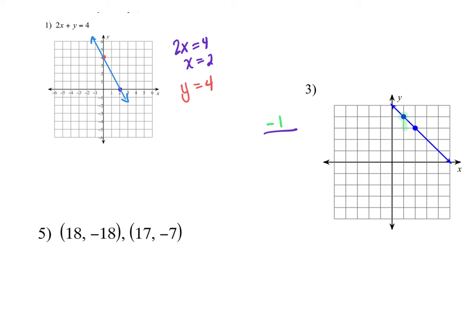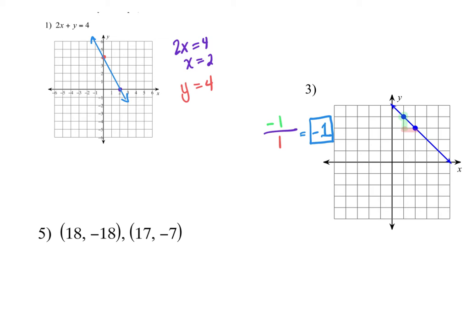And then the bottom number is how far we moved left and right. So from this point right here, which way do I go? Right. How many spaces? 1. So my bottom number is +1. And then just reduce it if you can. -1 over +1 equals -1, and that is my slope. So it's just a matter of walking.